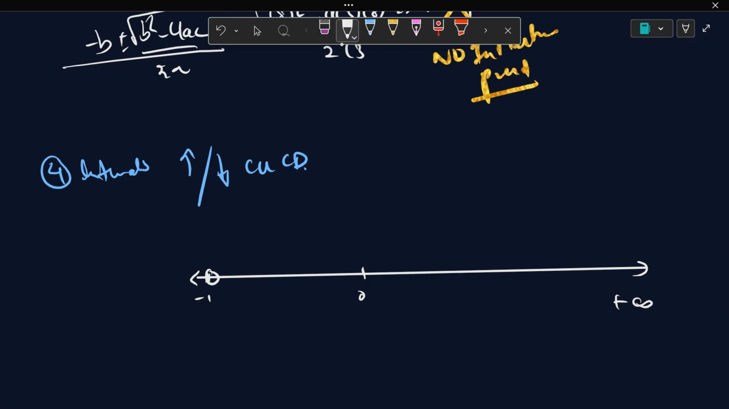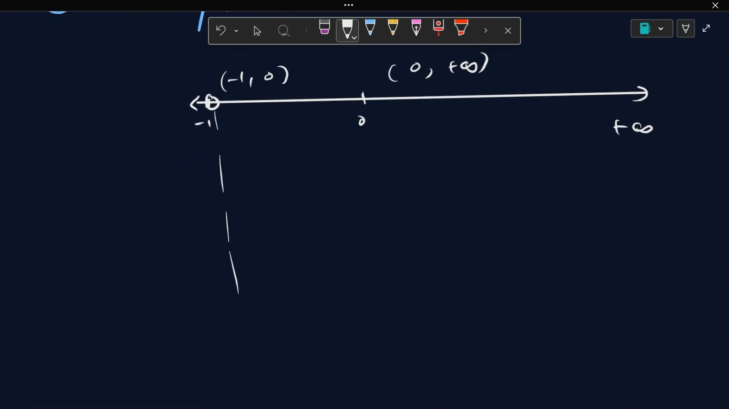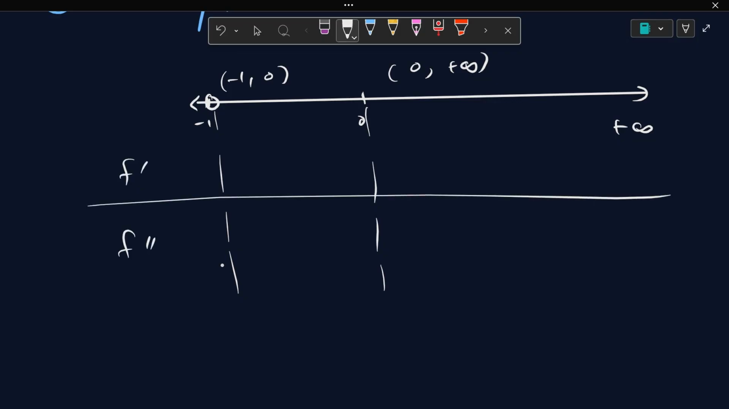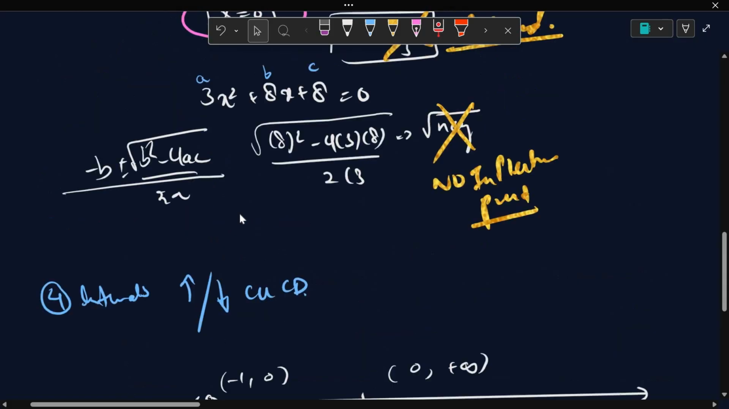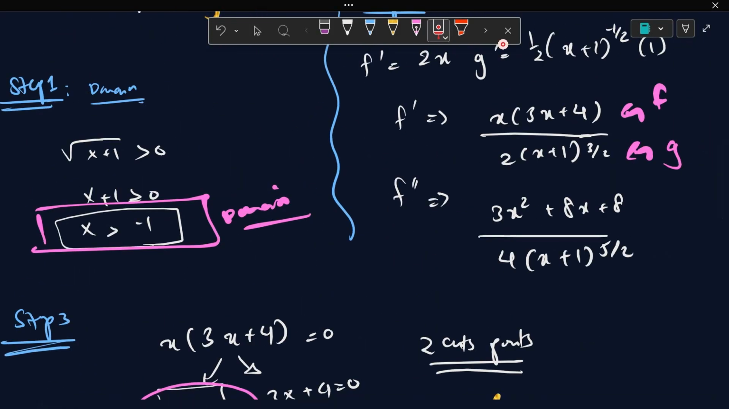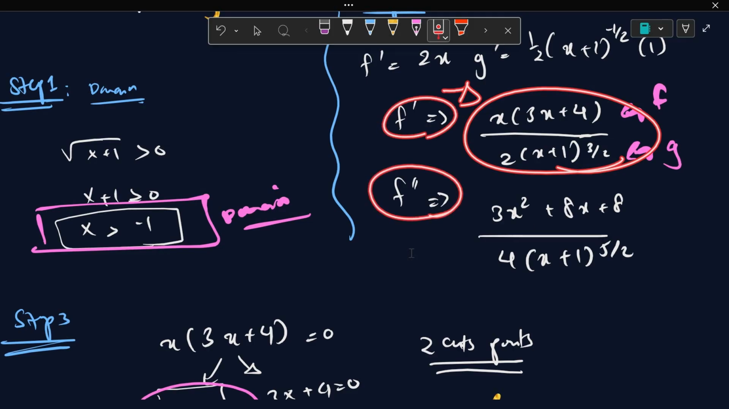Okay, now once you have your intervals over here, you have your first interval as -1 to 0, and then your second interval as 0 to positive infinity. So you have your two intervals given to you like this. Okay, so you have your f prime over here, you have your f double prime. So first derivative and second derivative. So you're going to choose any points in this interval from -1 to 0, and then plug it into this f prime function and this f double prime function.